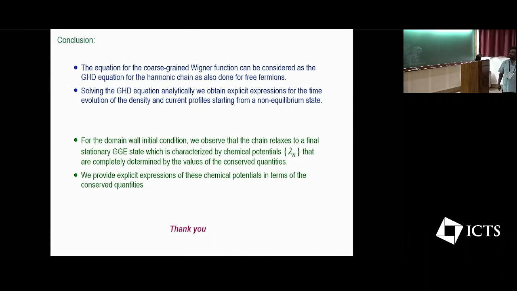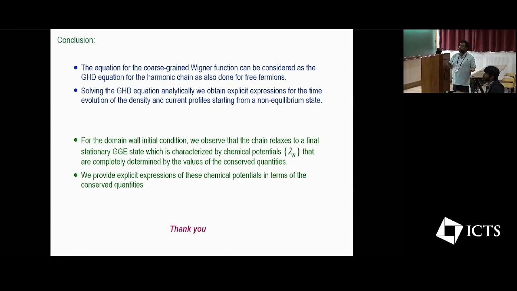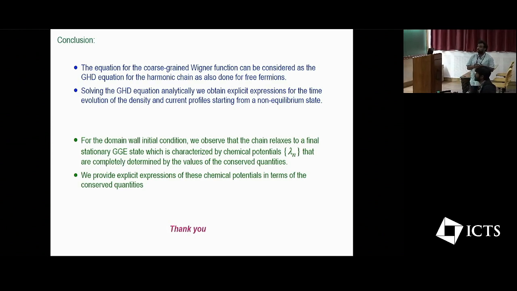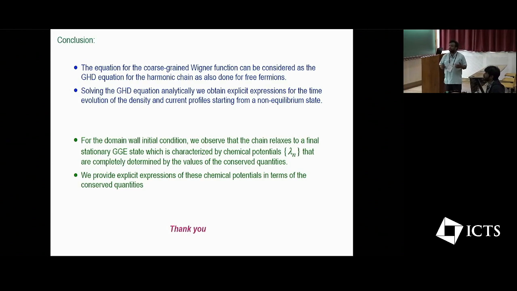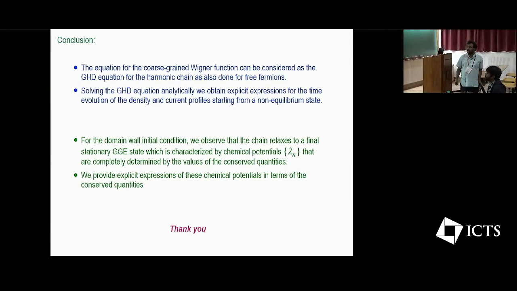So the conclusion is that we have a coarse-grained Wigner function description, and that can be interpreted as a GHD equation for the harmonic chain, as one can do for free fermions. And one can solve this GHD equation to obtain explicit expressions for the time evolution of the density and current profiles starting from a non-equilibrium state.